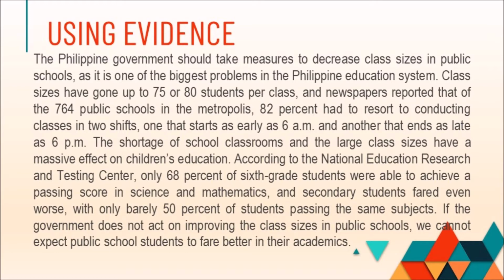According to the National Education Research and Testing Center, only 68% of 6th grade students were able to achieve a passing score in science and mathematics. And secondary students fared even worse, with barely 50% of students passing the same subjects. If the government does not act on improving the class sizes in public schools, we cannot expect public school students to fare better in their academics.